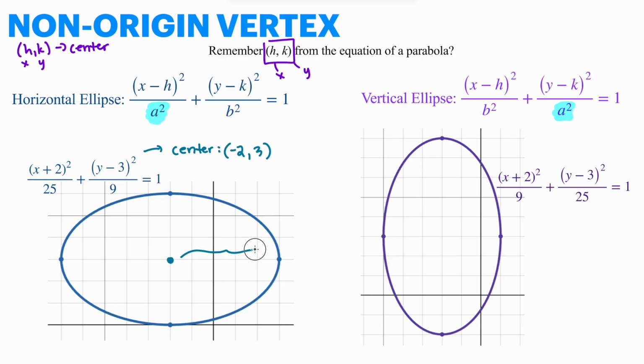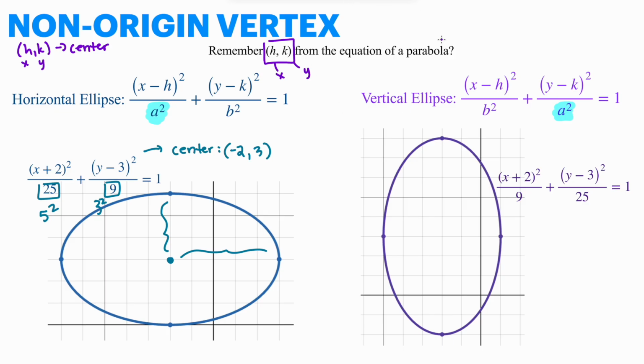The distance from the center to the vertex is 1, 2, 3, 4, 5. And that is why you would get 25, because that is 5 squared. And you went horizontally, so that's why you had it under the x. The vertical distance from the center to a co-vertex is 3. And that's how you get 9, because 3 squared is 9.